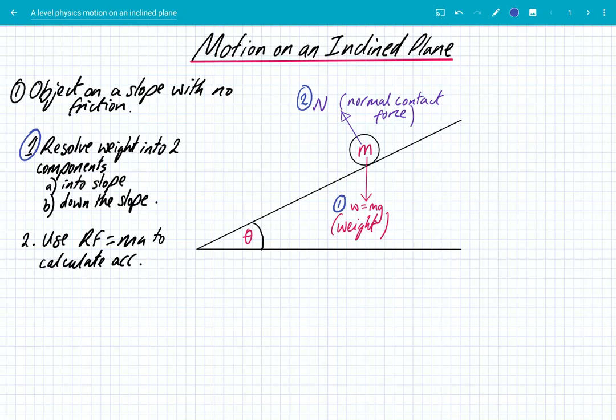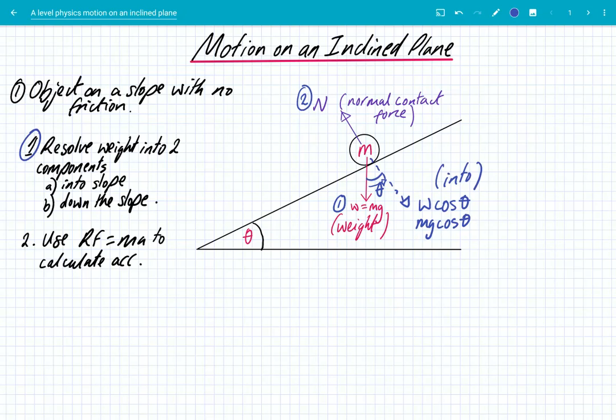And all you have to do for the component into the slope is draw a little dotted line here. And just using basic geometry, we can actually prove that this angle here is also theta. So if the slope was at a 30-degree angle, that angle there would also be 30 degrees. We're going to resolve the weight across this component, which gives us W cos theta, or mg cos theta, because weight is equal to mass times gravitational field strength. So there we have our component into the slope.